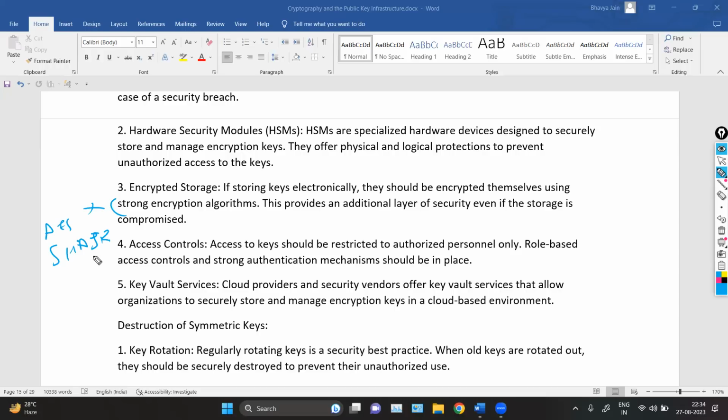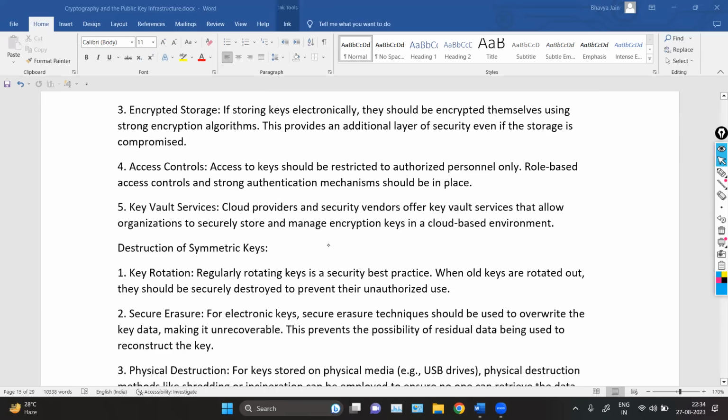Then we have access control. Access to keys should be restricted to authorized personnel only. Role-based access control and strong authentication mechanisms should be in place. That is access control, which we already discussed: who can access this resource and who cannot.